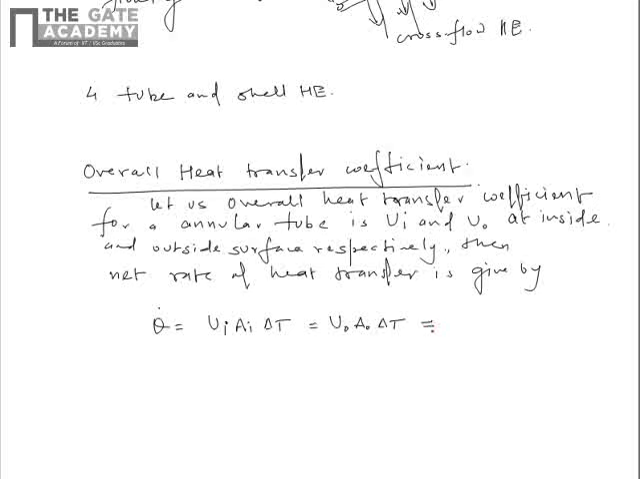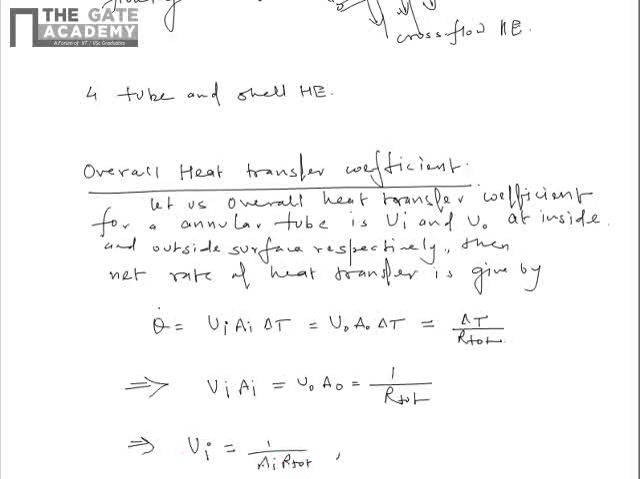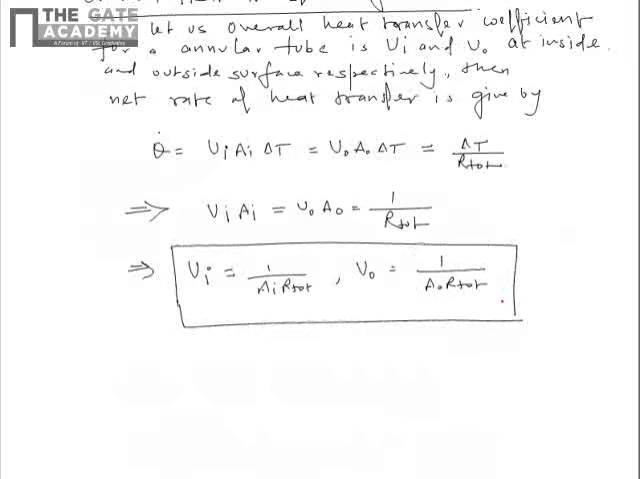And if we remember the electrical analogy, then this can be written as delta T upon R total. From this we can write Ui Ai is equal to U naught A naught is equal to 1 upon R total, or Ui is equal to 1 upon Ai R total and U naught is equal to 1 upon A naught R total. So this is one thing.